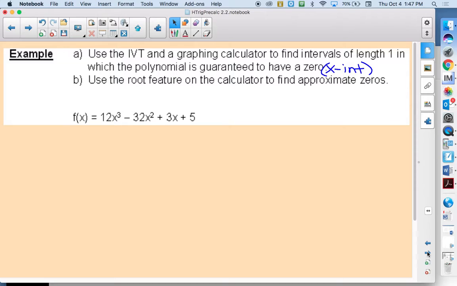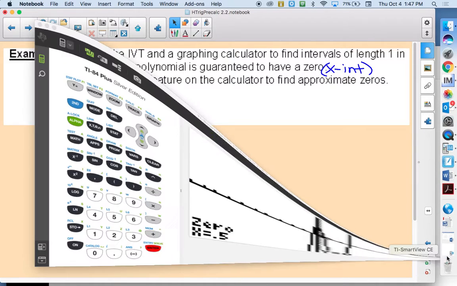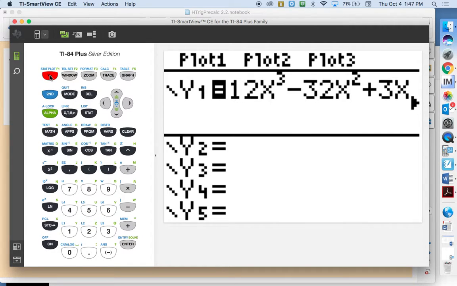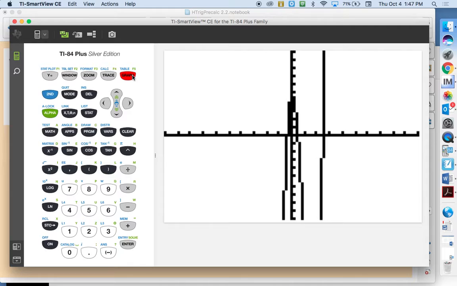So in your calculator, if you can plug this in, I want to show you why the intermediate value theorem is a little bit helpful for us to use with the technology that we have. Next week, I'll show you how to use it without the technology, but right now we're going to work with what we have. So that 12x cubed minus 32x squared plus 3x plus 5, hit graph. You get this graph here. You don't need to zoom in. If you were zoomed in, hit zoom 6. That takes you back to the standard screen.